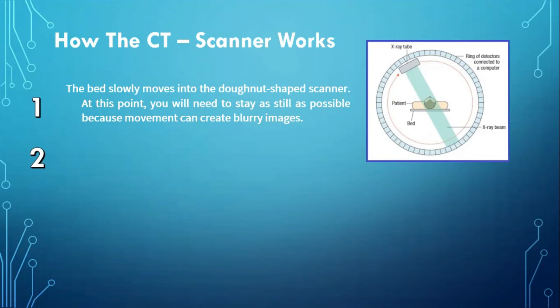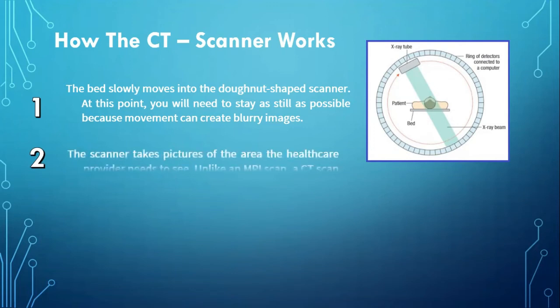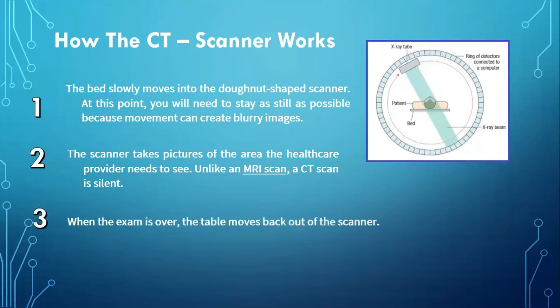Unlike an MRI scan, a CT scan is silent. And the last step: when the exam is over, the table moves back out of the scanner. That's how the CT scanner works.